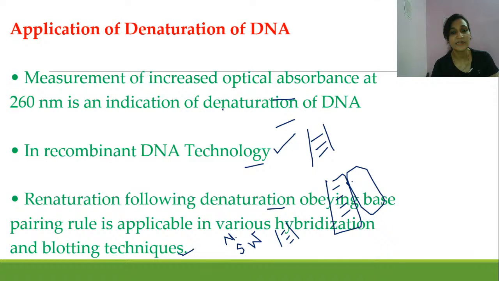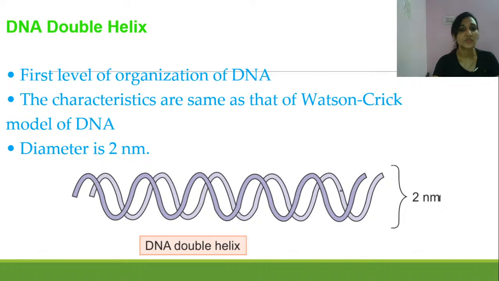Now DNA double helical structure. So DNA double helical structure is the first level of organization. They are just wound on each other. And what are the characteristics? All the characteristics that we learned for the Watson and Crick model will be applied for the DNA double helix. The diameter is 2 nanometer or 20 Angstrom.